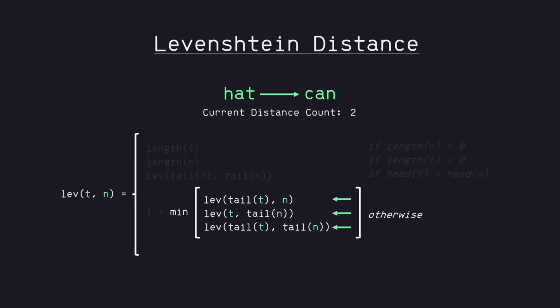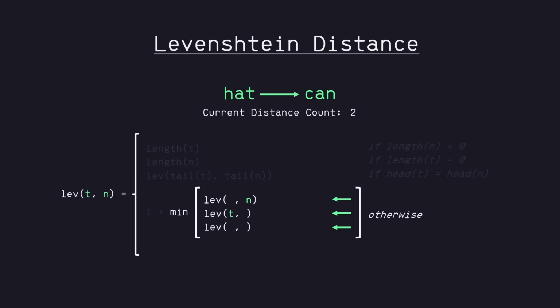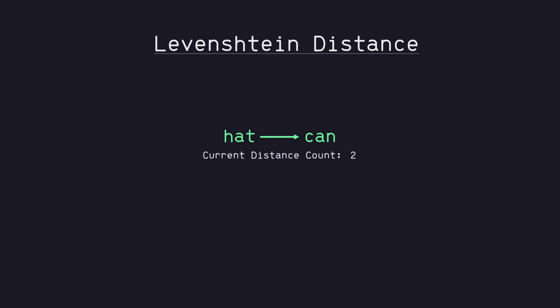You'll see that when I clean up these inputs, each of these routes has at least one empty string as an input, which in the next recursive call would get handled by these conditionals. If we were to perform all three of these, we would get 1, 1, and 0, and we take the minimum of those, which is 0. So there we have it. Using the Levenshtein distance algorithm, we were able to calculate the edit distance from hat to can. That wasn't so bad, right?